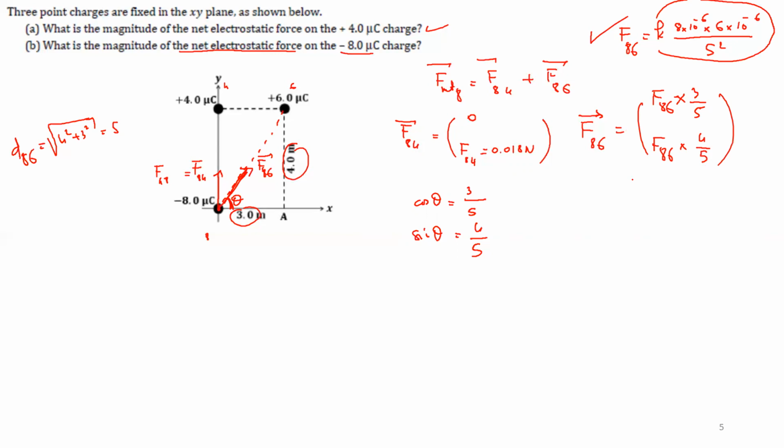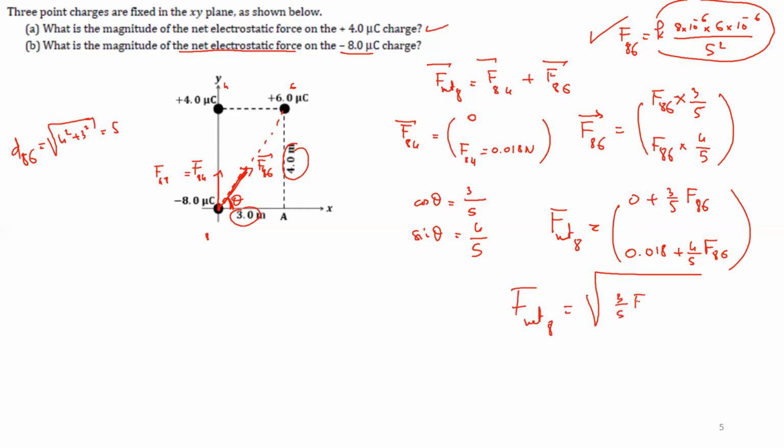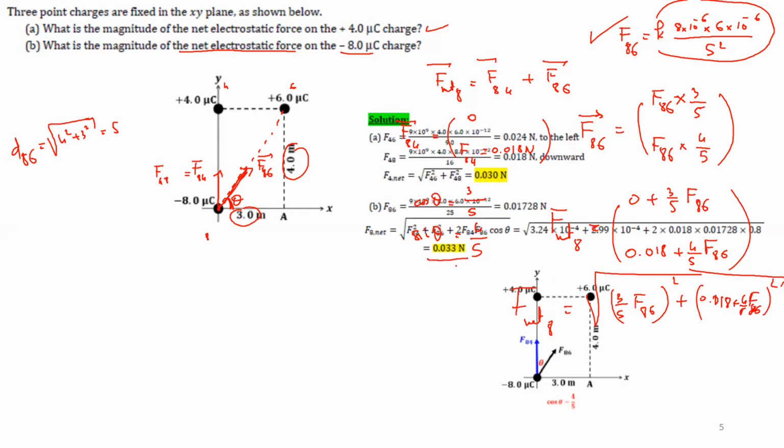Good. So now I know my net force. The net force on 8 has two components: along X, 0 plus 3 divided by 5 F86, and along Y, 0.018 plus 4/5 of F86. So I know perfectly what my net force acting on 8 is, and I know the two components. The magnitude of F net 8 will be the square root of (3 divided by 5 F86) squared plus (0.018 plus 4 divided by 5 F86) squared. The magnitude will give me exactly this number, 0.03 Newton.